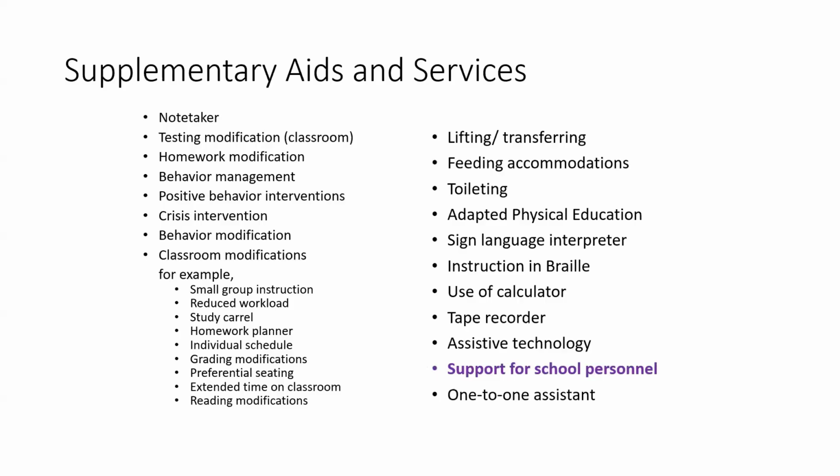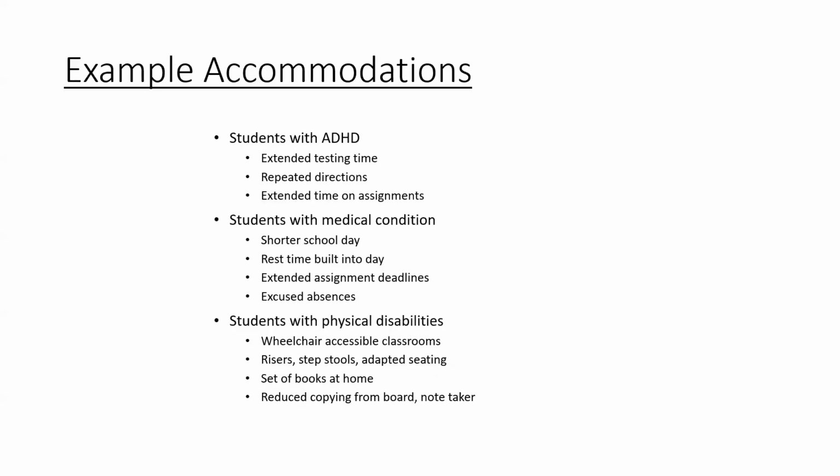Another part of the goal page is the supplementary aids and services. These are things that might be useful as the student is achieving the goal. These are some examples here. I'll give you a second to read those. What are some example accommodations you might give to students? Now, you specify these on the goal page, and I'll show you that in a second.